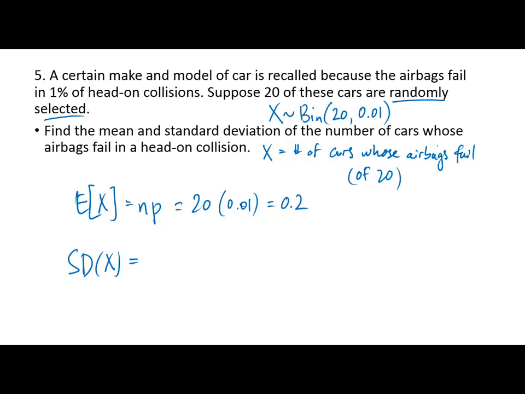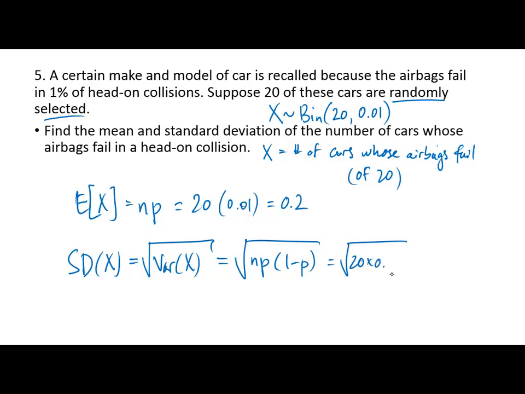Yes, so the standard deviation is the square root of the variance, right? So that's the square root of the variance of x. And then, Stephen, yes, you're exactly right. This is just n times p times 1 minus p. So the square root of 20 times 0.01 times 0.99, which is 0.445.